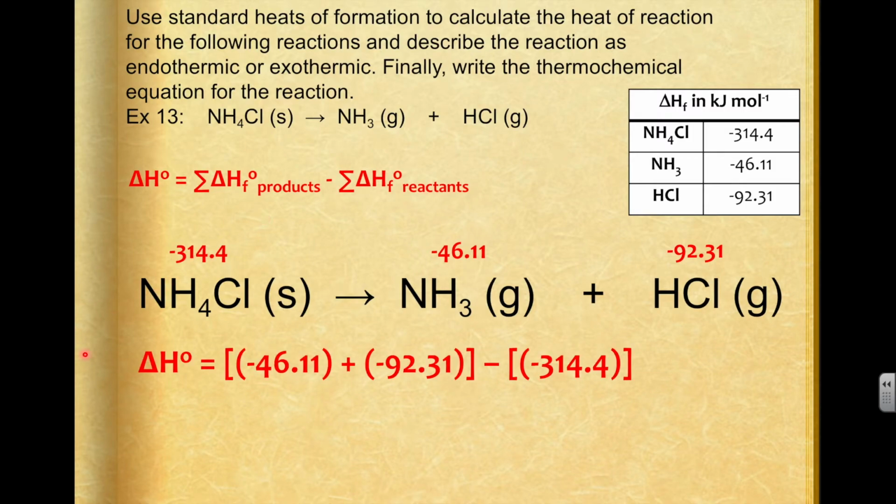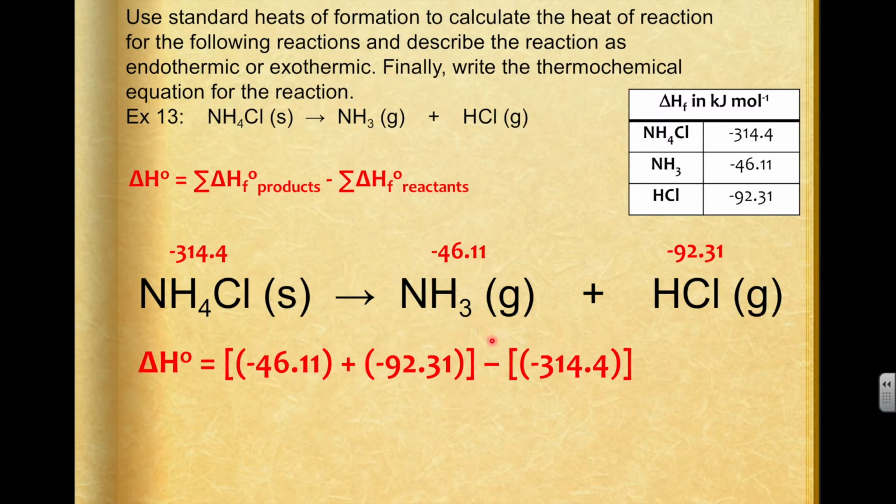So what we're going to do is take, and I put these in brackets right here, the products: negative 46.11, and then add it to negative 92.31. Now you really have to watch your signs here, because it's a negative plus a negative, right? So overall, this value will be negative. Okay, watch your signs.